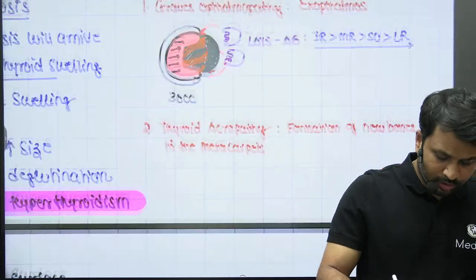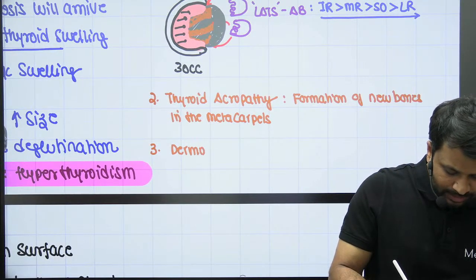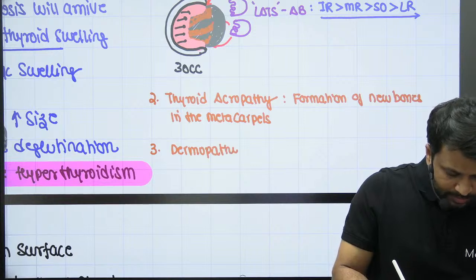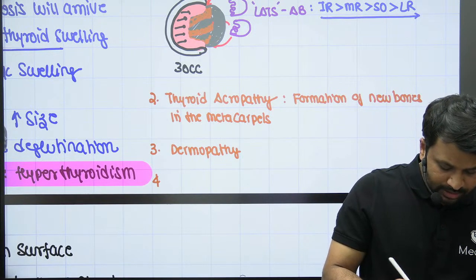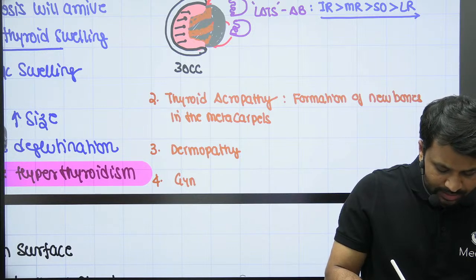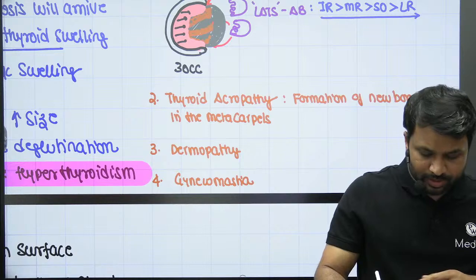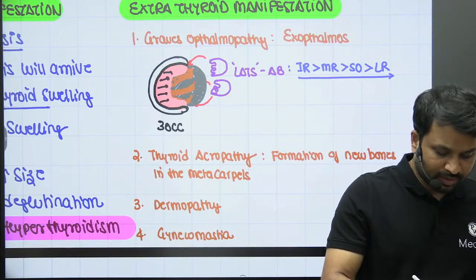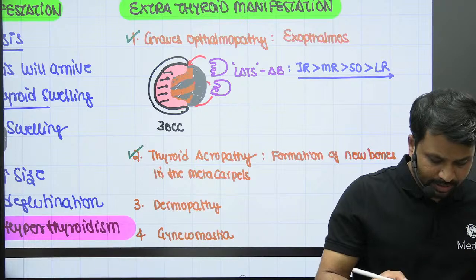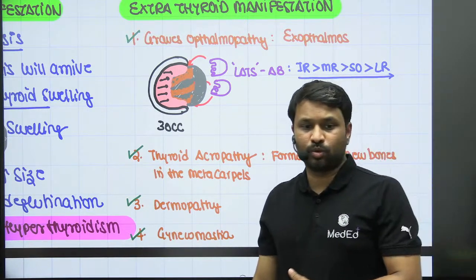Now it is also associated with skin changes. That is going to be called dermopathy. And another extrathyroid manifestation is associated with gynecomastia. So what are the extrathyroid manifestations that you have? There's Graves' ophthalmopathy, thyroid acropathy, dermopathy, as well as gynecomastia.